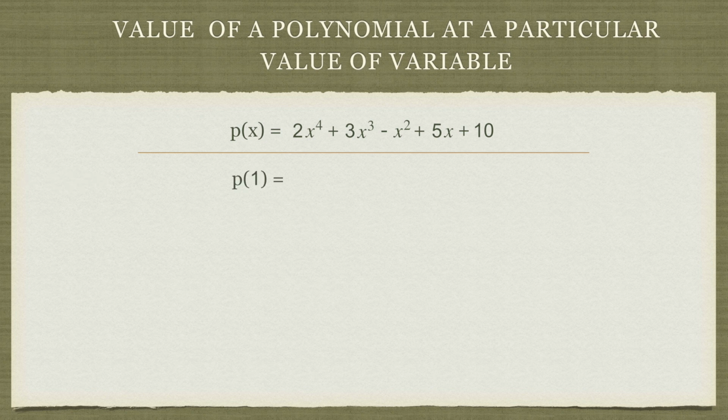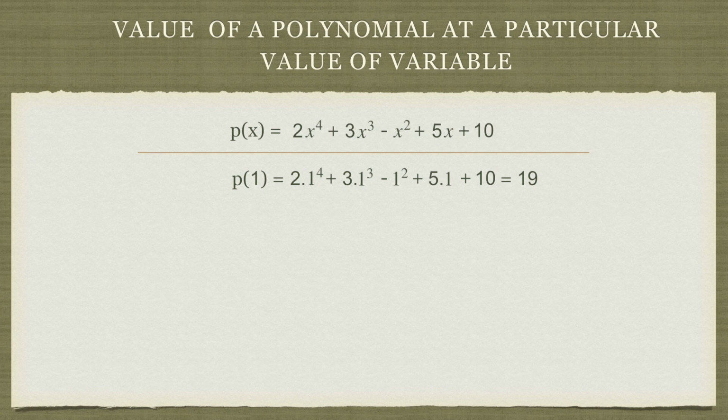So the way we do that is wherever we have the variable, we replace the variable with the value. So we have p(x). Instead of writing x, we will write p(1) equal to, the first term now looks like 2 times 1 to the power 4. Then plus 3 times 1 cubed, minus 1 squared, plus 5 times 1, plus the number 10. And when we calculate this, we see it is 19.